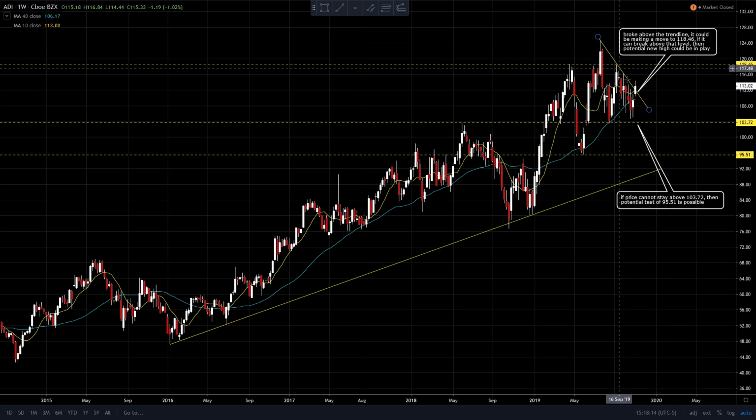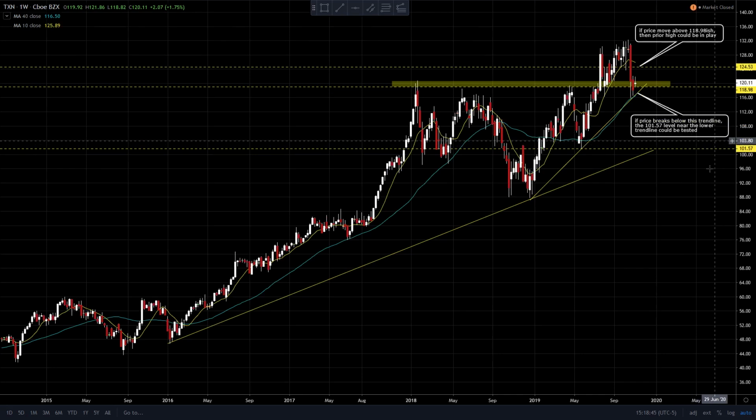And recently it just broke this little bit of a trend line here. And right now I'm basically watching to see whether it will be able to get above this 118.46. If it could get above this 118.46, then this high could be in play. But if it reverts back and dips below this 103.72, then I'll be watching this 95.51 area, and essentially it could be coming back to this lower trend line.